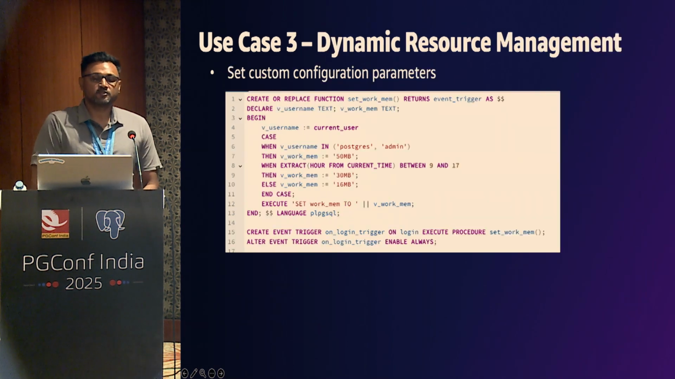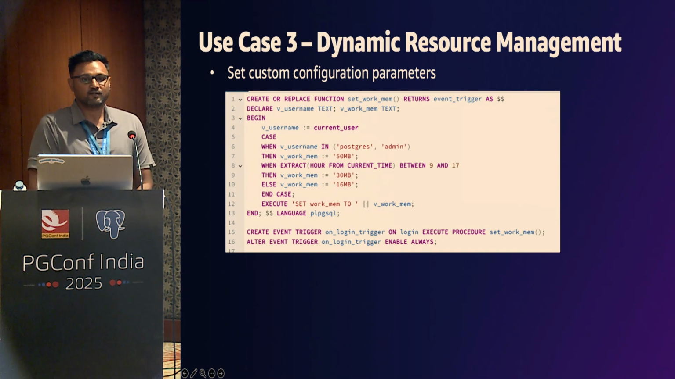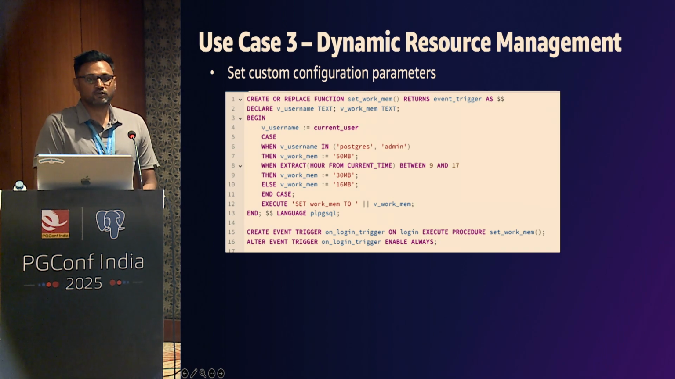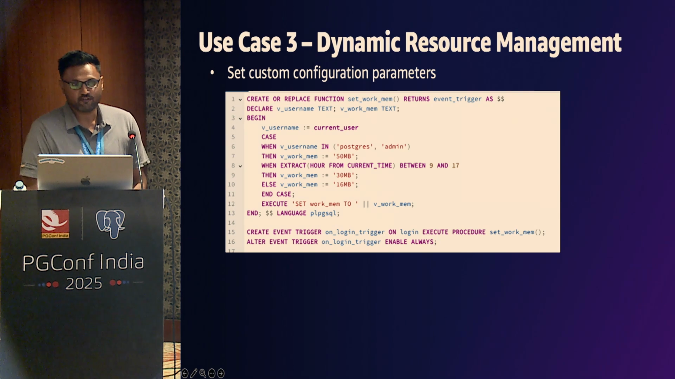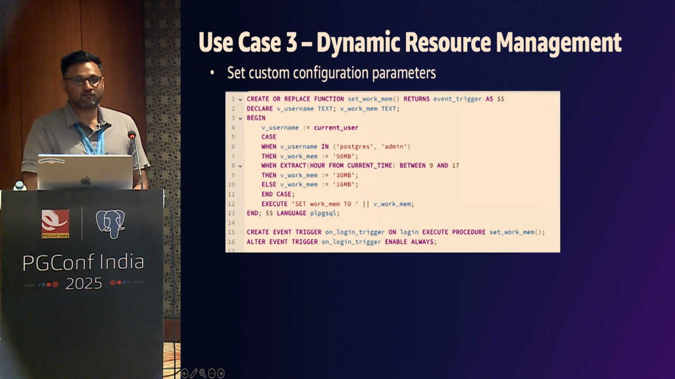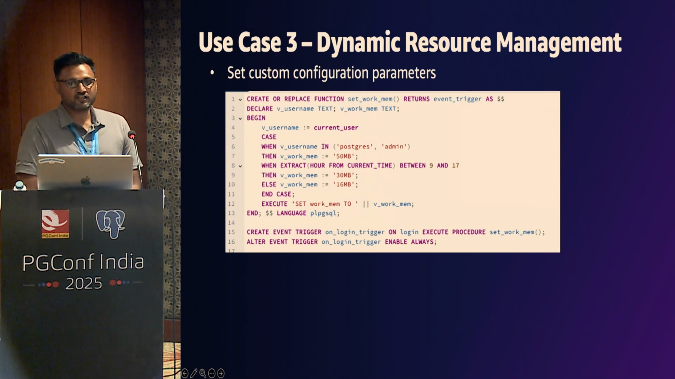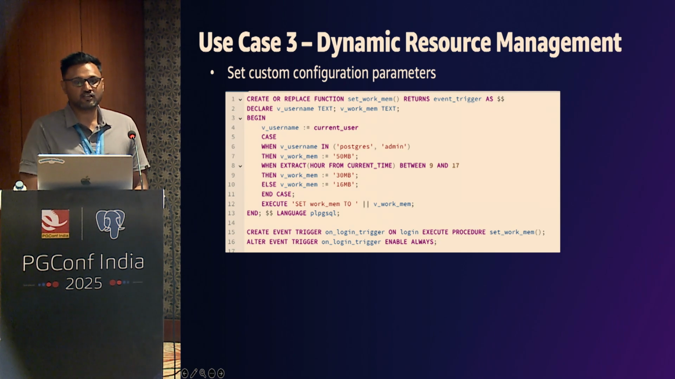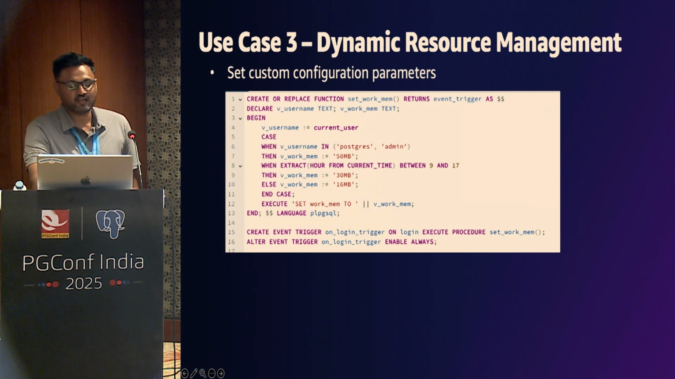Dynamic resource management is not exactly a security use case, but we can use it for initializing the session. In this small trigger function, we are setting certain session level configuration parameters. In this trigger, we are setting work_mem based on the user. If the user is Postgres or admin, we set a certain work_mem. If it's a certain time of day, we set a certain work_mem. And in the default case, we set a certain work_mem. At the end, we are creating dynamic SQL and setting the work_mem.